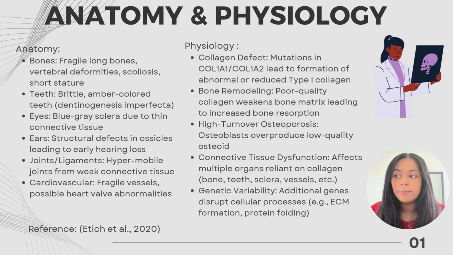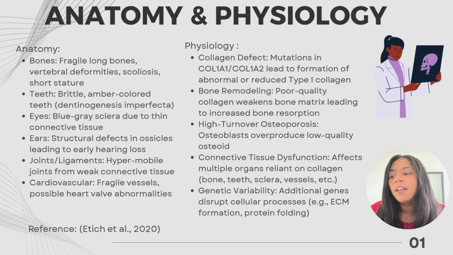The bones are the most visibly impacted, and the patients often have fragile long bones, spinal deformities like scoliosis, and a short stature. The teeth can also be weak and discolored due to dentinogenesis imperfecta, and many patients can have a blue-gray tint in the sclera of their eyes, and some even experience early hearing loss from abnormalities in the ear bones. And the joints can be overly flexible in these patients, and the cardiovascular system can show issues like fragile blood vessels or heart valve problems. And these are all related to the defective collagen in these patients.